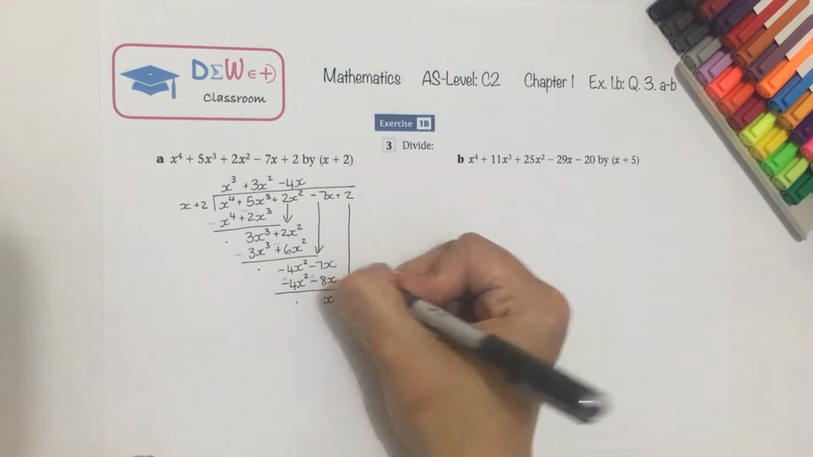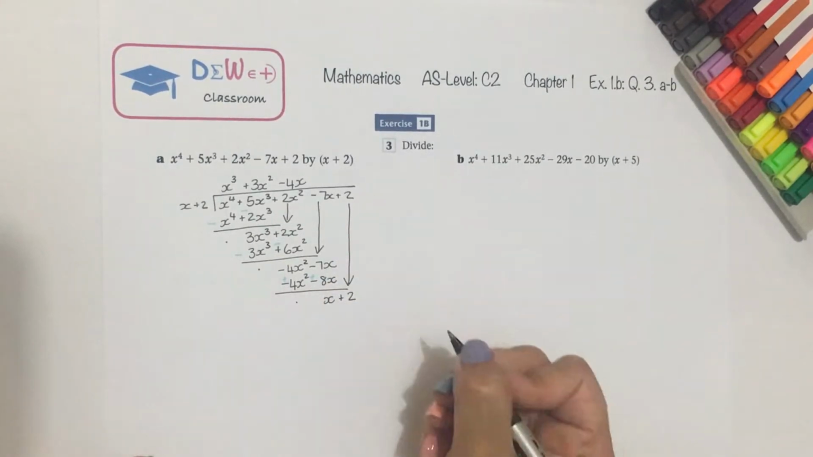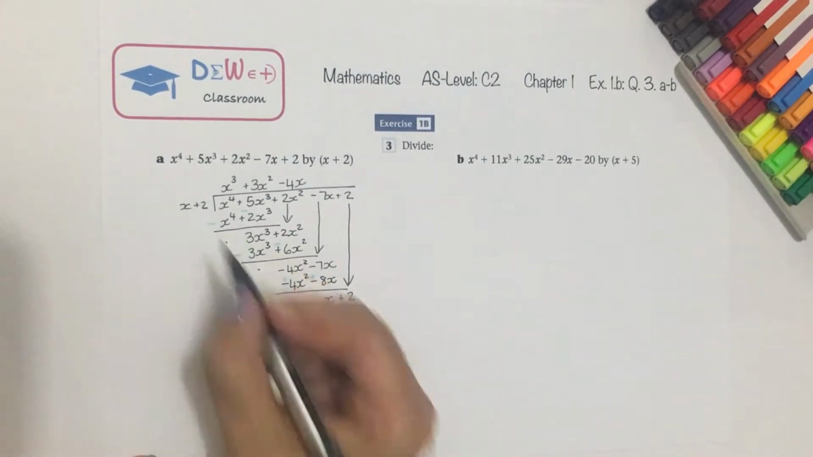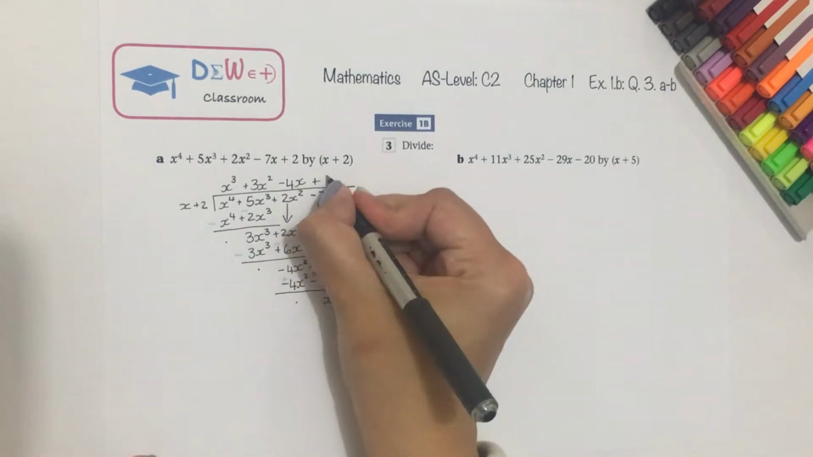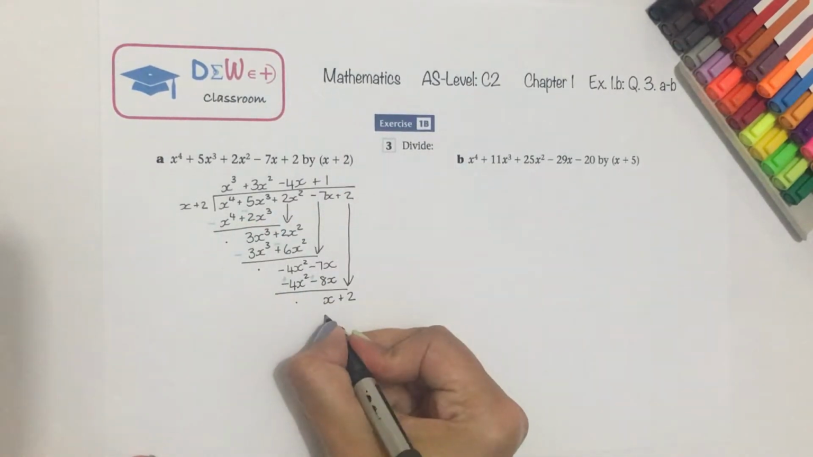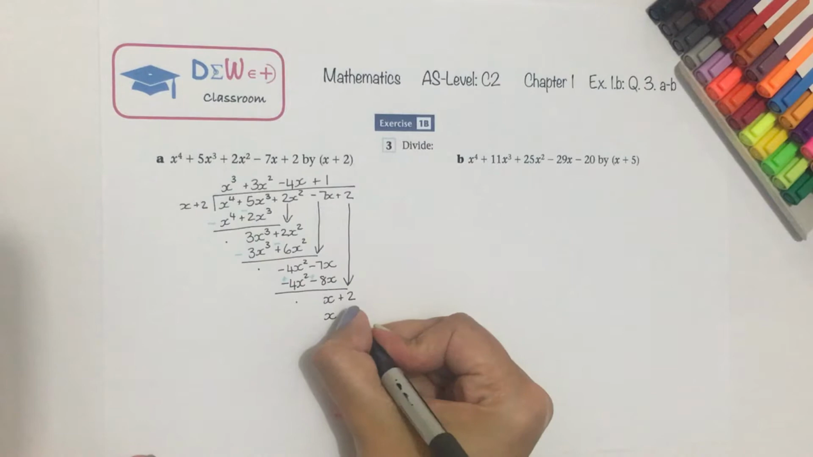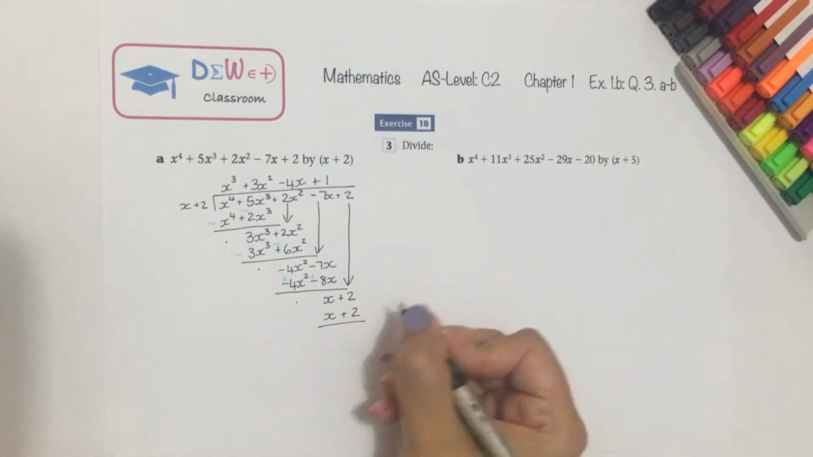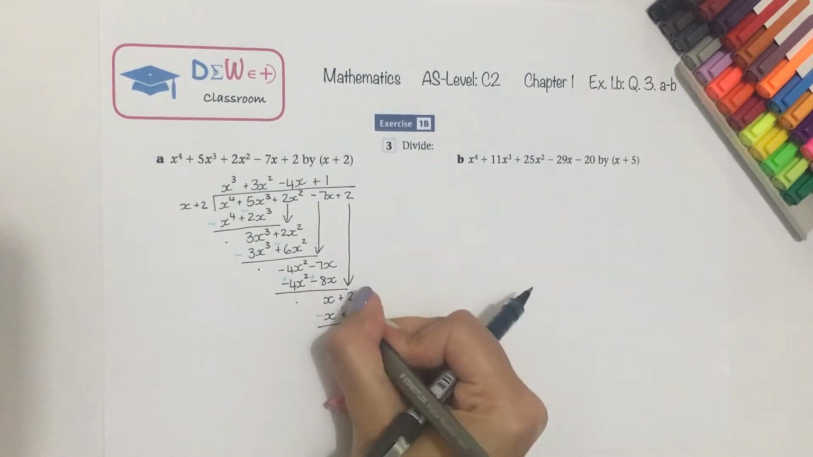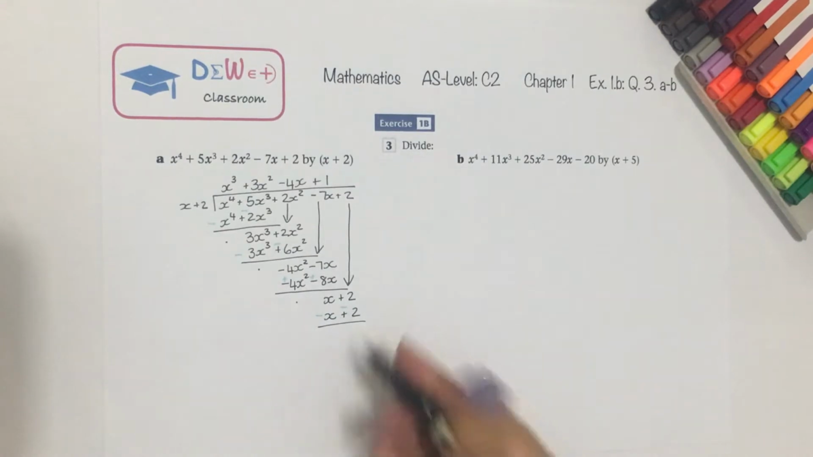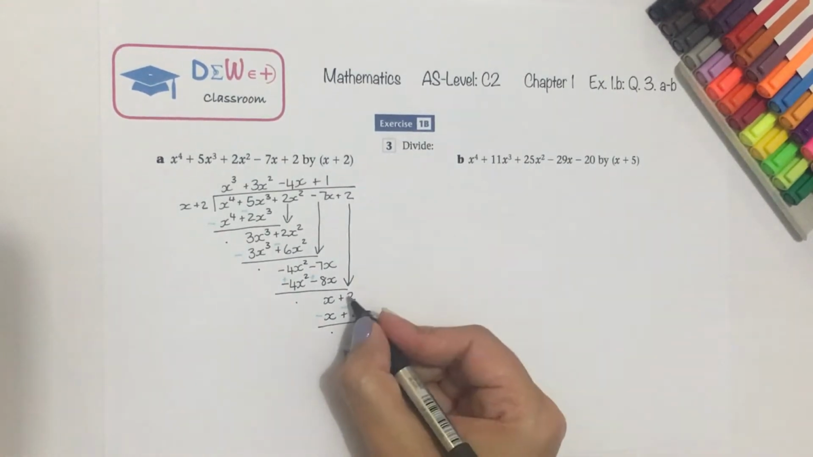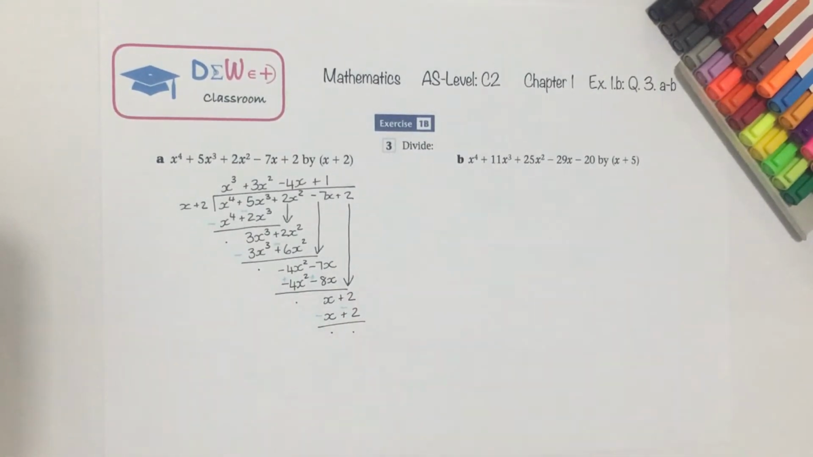And then we bring down the plus 2. x divided by x is 1. 1 times x is x. 1 times 2 is 2. We need to subtract them from one another, so we change the signs. x minus x is 0. 2 minus 2 is 0.